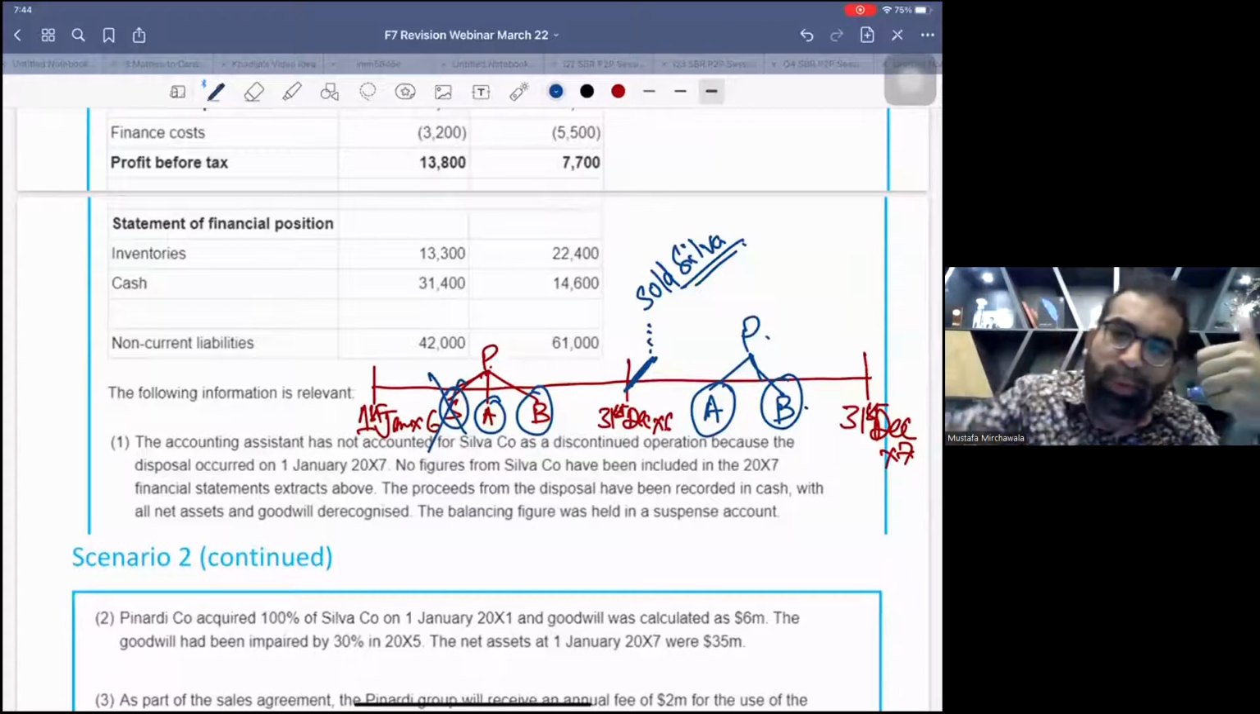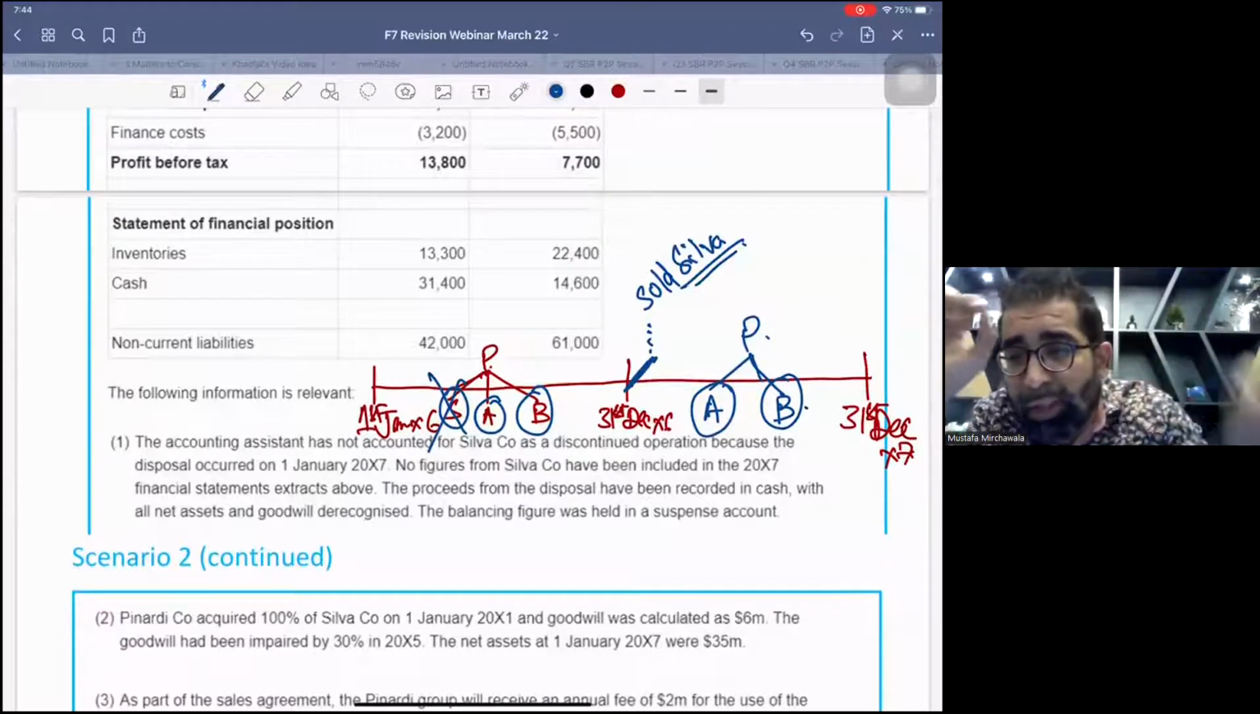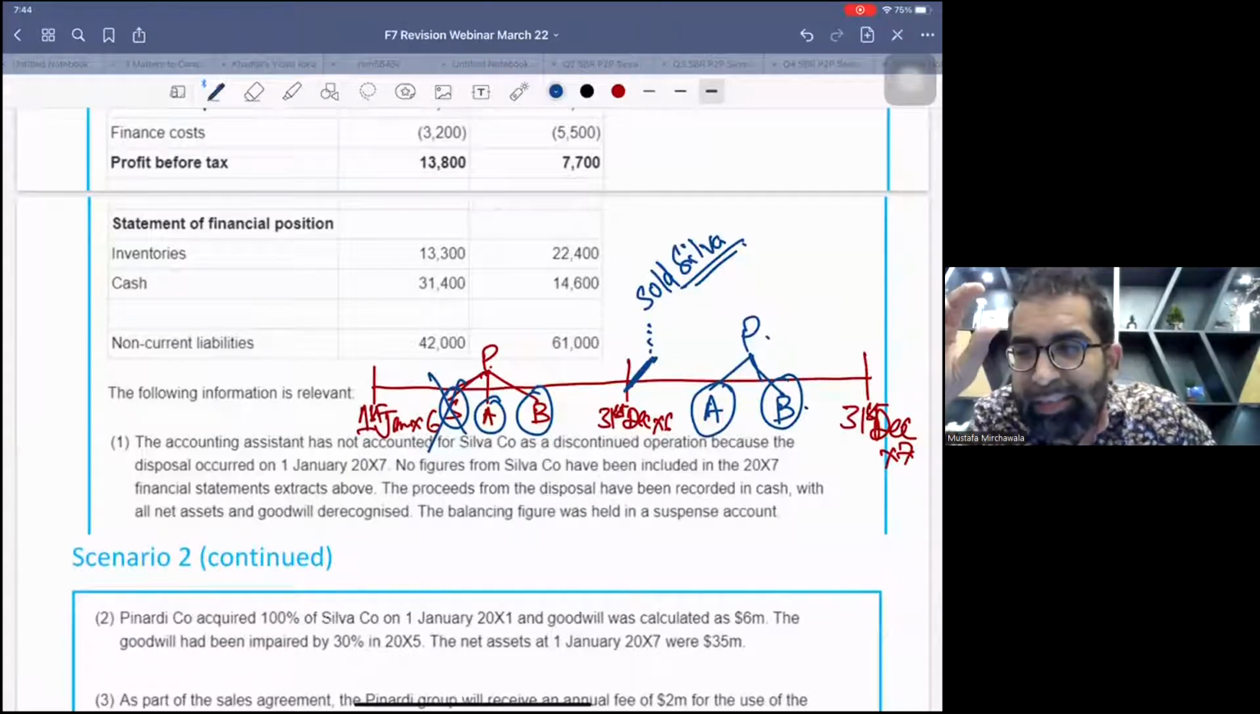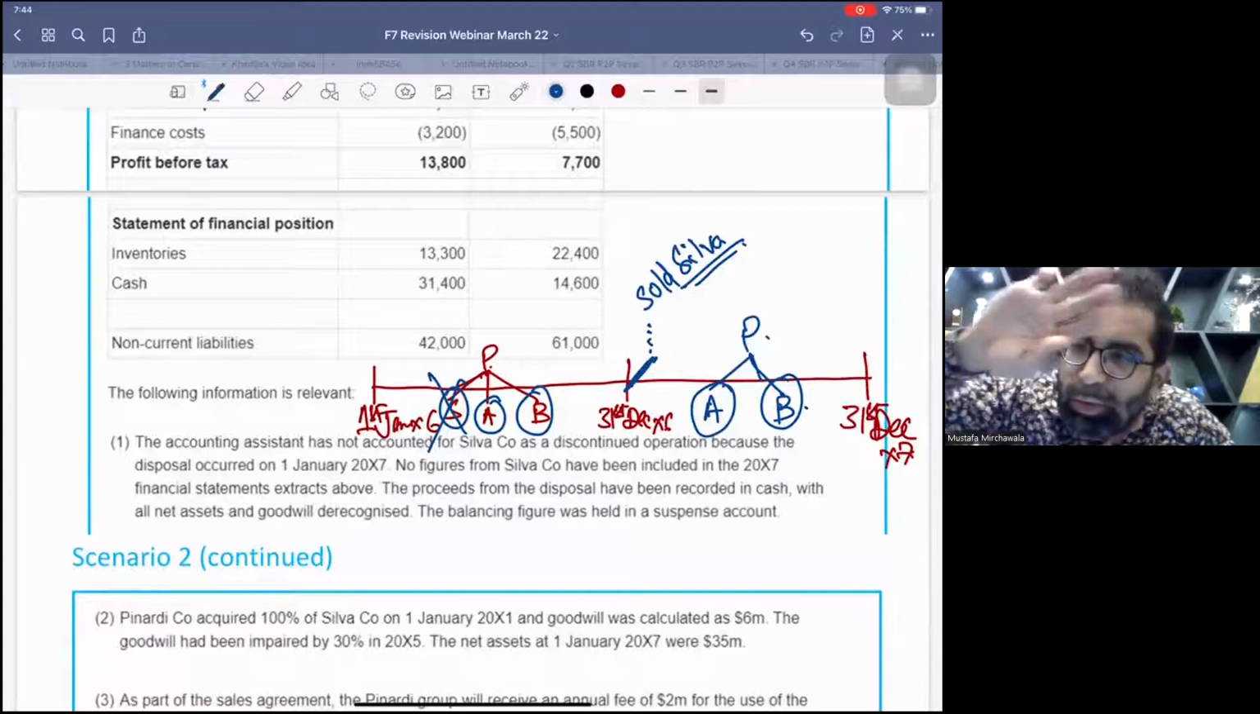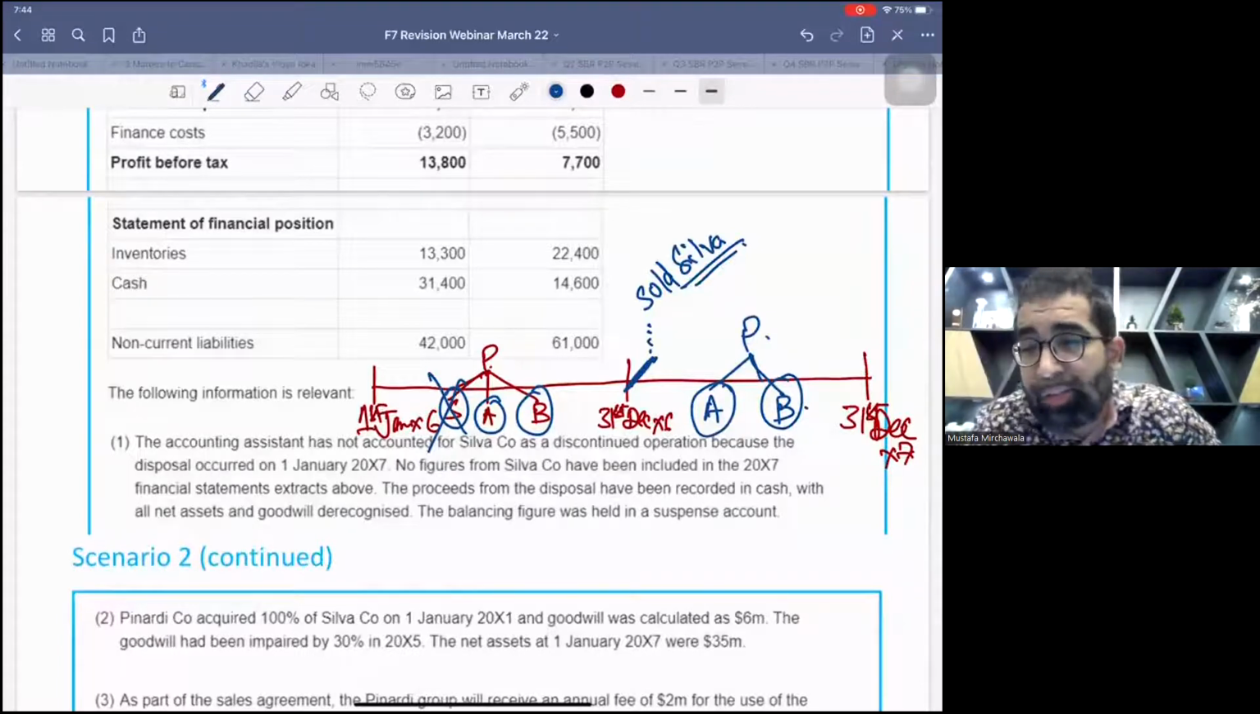So what we should do, we should go back to last year and remove Silva's revenue so that we can see the comparison like with like.